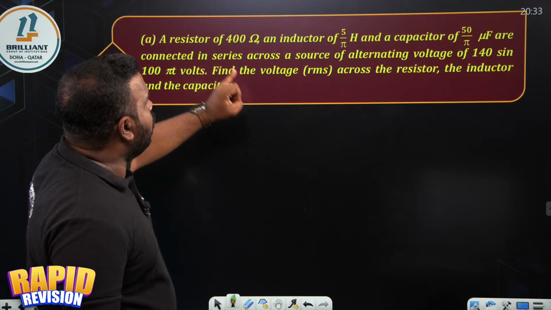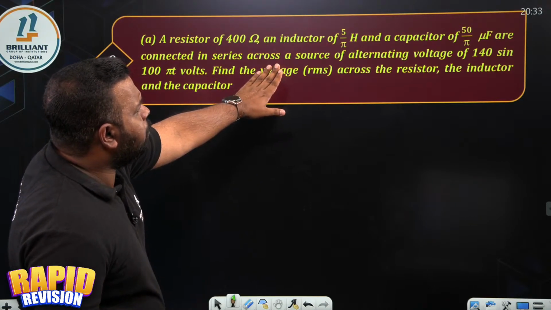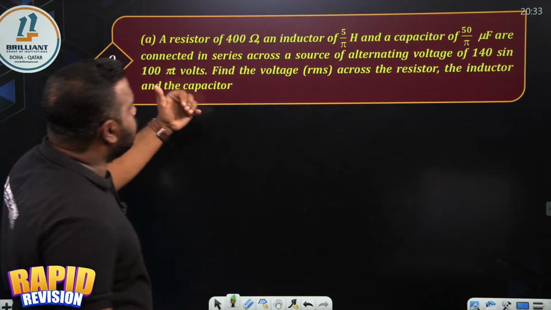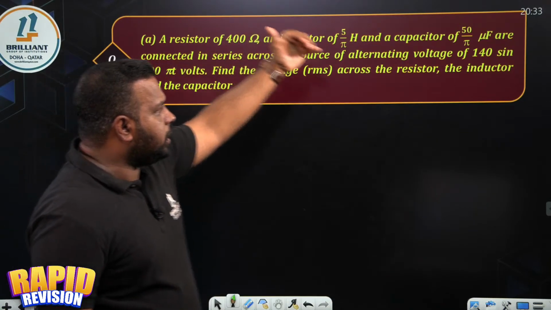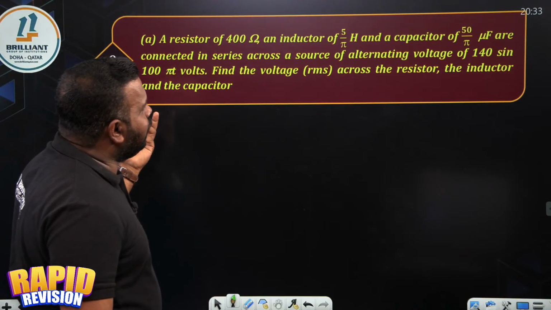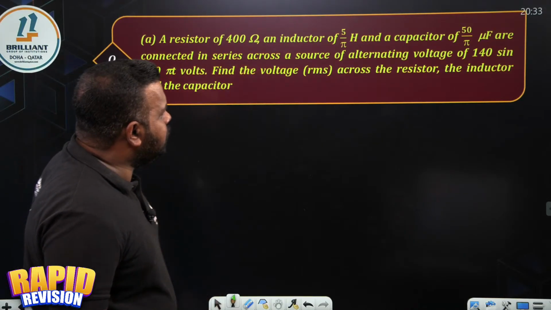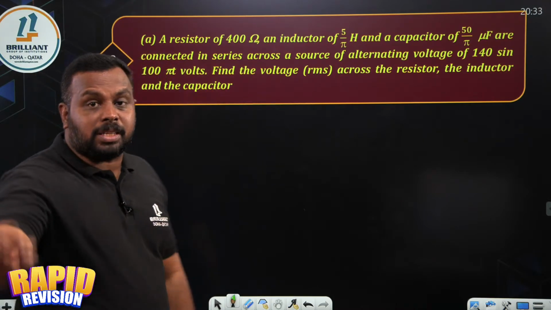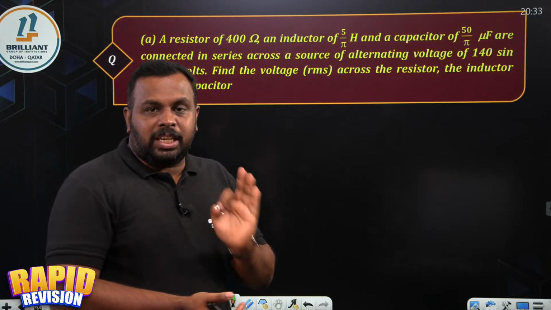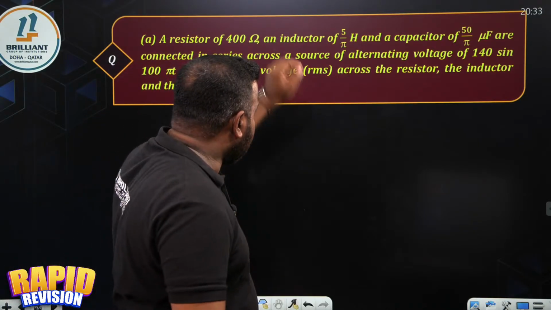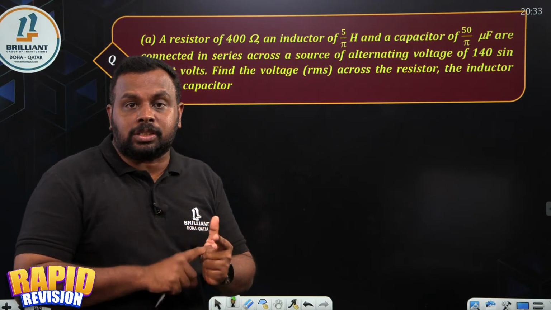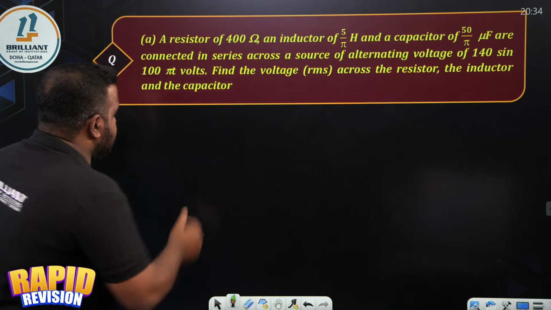A resistor of 400 ohm, an inductor of 5 by pi Henry, and a capacitor of 50 by pi microfarad are connected in series across a source of alternating voltage of 140 sine 100 pi t volts. Find the RMS voltage across the resistor, the inductor and the capacitor. So it's a bit lengthy one. We have to find three things: voltage across resistor, inductor, and capacitor. It's an LCR circuit.